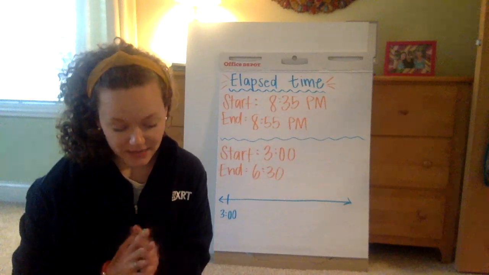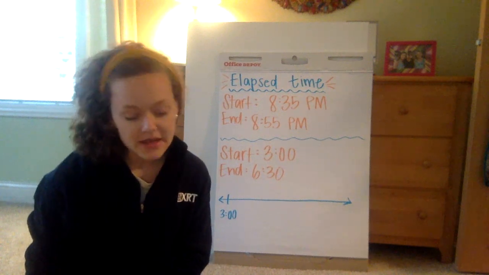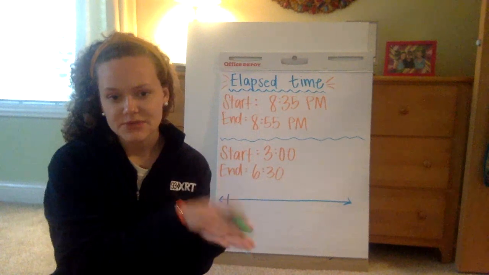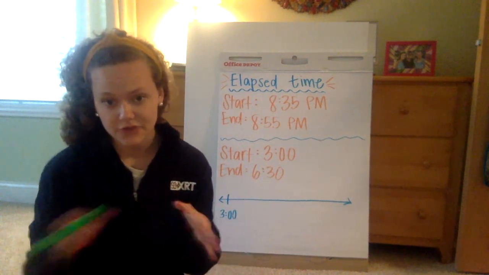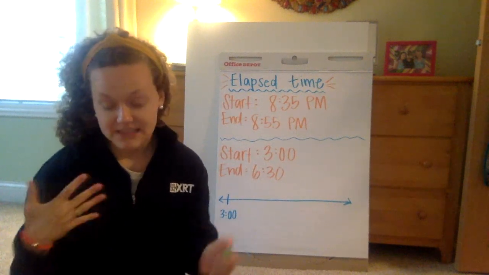Everyone. So today we're going to be doing a little bit of elapsed time review, which is what you guys worked on last week. So if you remember, elapsed time is when you figure out how much time is between the start of something and the end of something. You're figuring out how much time passed in between the start and the end.